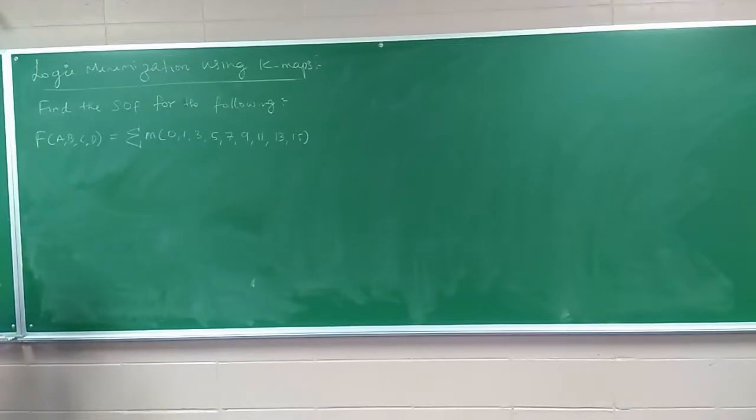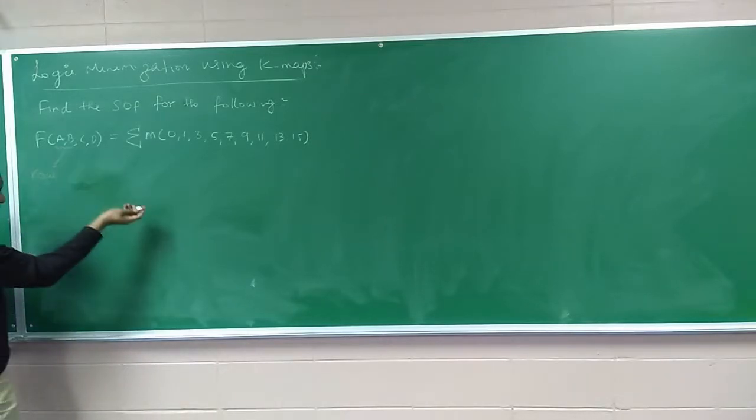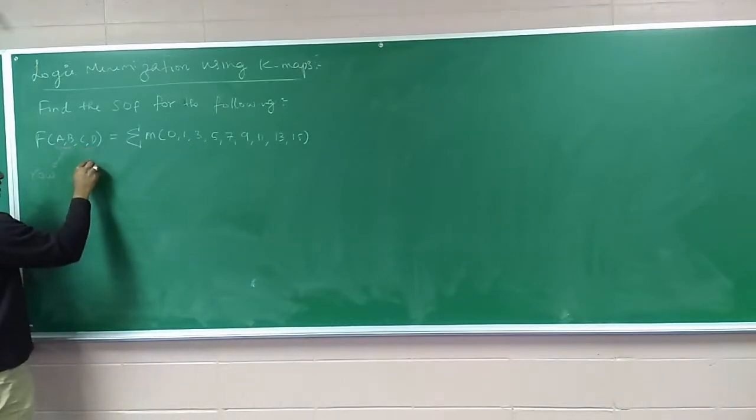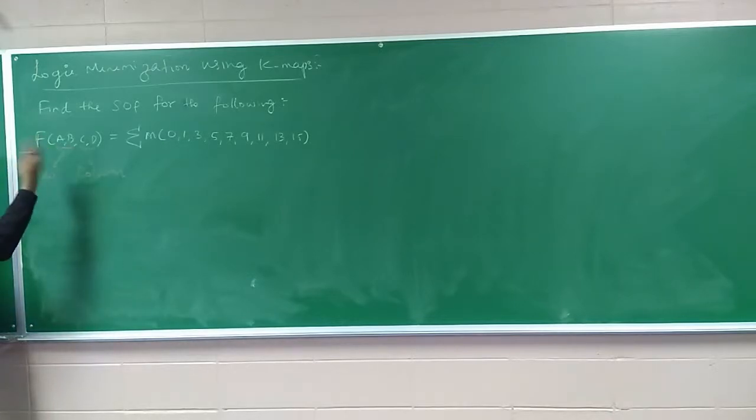The first step is to look at the number of inputs, and we are going to divide those inputs into 2 sets. The more significant ones, in this case A and B, I'm going to call row variables, and the least significant ones, in this case C and D, I'm going to call column variables. So these are the names we are giving to these classifications: row and column.